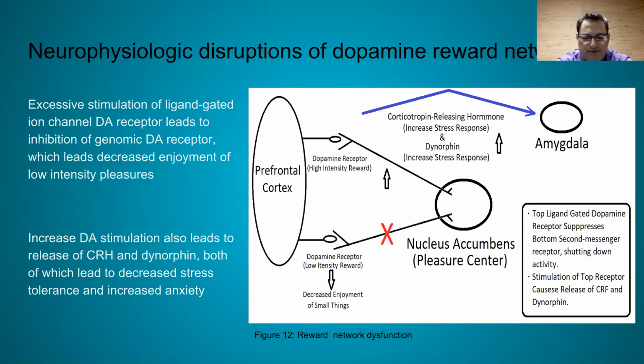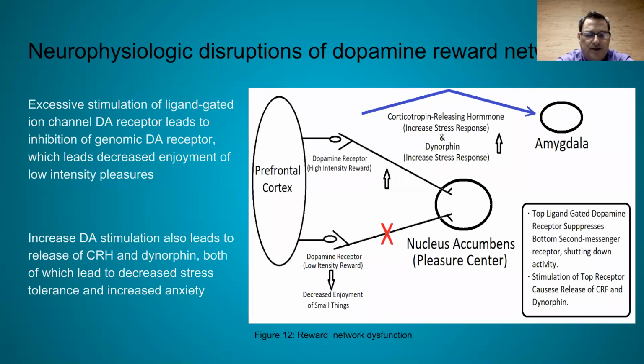Talking a little bit about some of the specific disruptions of the dopamine reward network. There's actually a couple of separate things going on here. Looking at the left-hand side of the cartoon, you have the dopaminergic projections from the nucleus accumbens to the prefrontal cortex. And there's a couple of different types of receptors. There's one that mediates high-intensity rewards, and that is very fast. It's basically based on ions just flowing across a barrier, so it works very, very quickly.